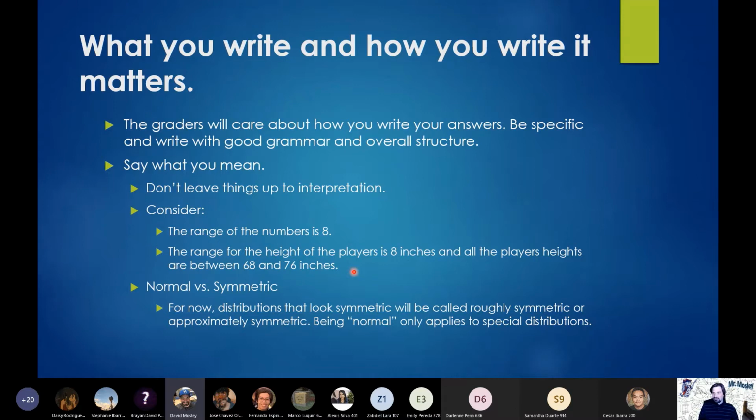That gives a lot more detail and specifics. Now I know what we're talking about. We're talking about height. We're talking about players of some sport. We could be more specific if we wanted. We could say football players or basketball players or whoever. We know that we're talking about a specific type of spread. The range for the height is 8 inches, and all the players' heights are between 68 and 76 inches. Now I'm building a picture of what this looks like. What am I talking about? That's necessary. You need to have that kind of specificity in your answers.